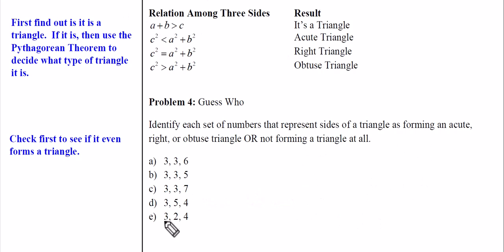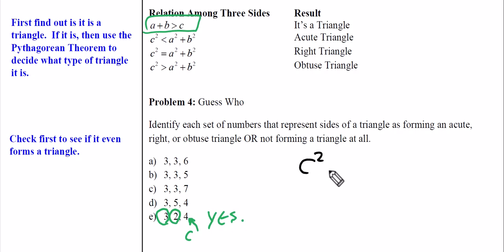E, okay, these are the smaller ones. 3 plus 2 is 5. Is 5 bigger than the other side, which is going to be my C, by the way? C is the bigger number. Is 3 plus 2 greater than 4? Yes. So this is a triangle. Well, let's find out what type it is.